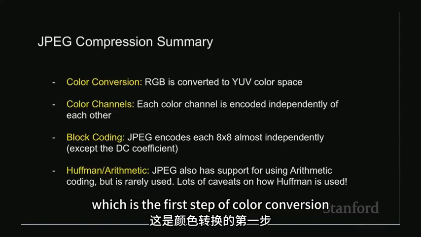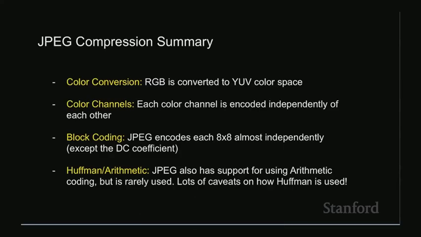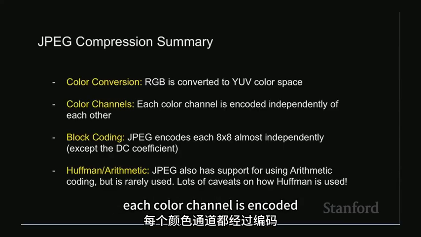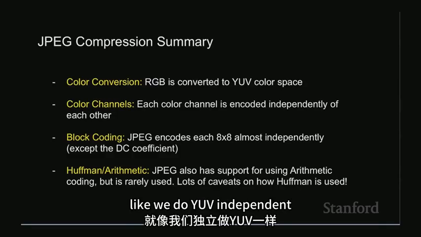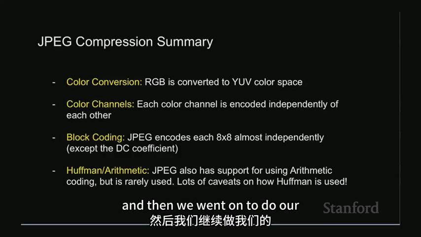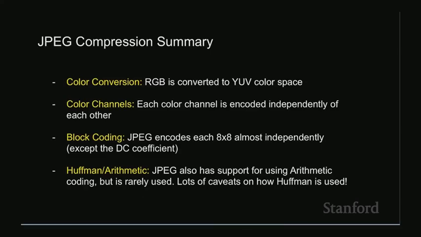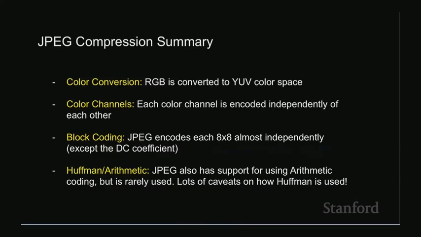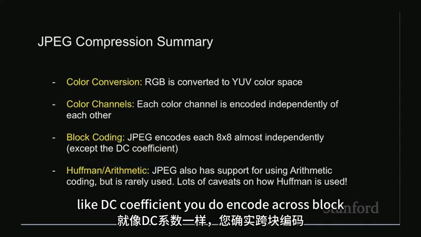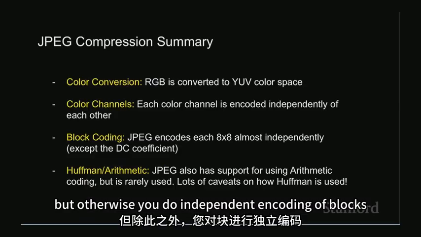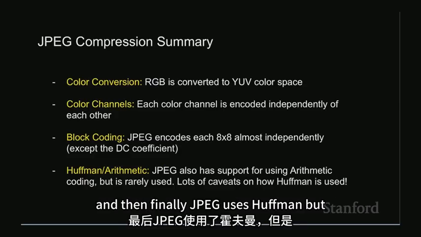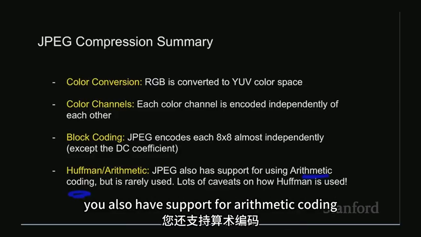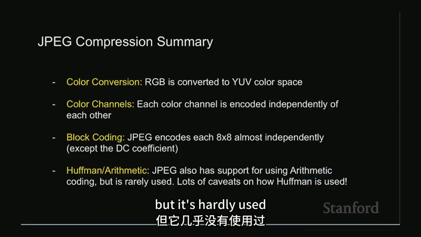The first step was color conversion. So your RGB is converted to YUV. Each color channel is encoded independently of each other, like we do YUV independent. And then we went on to do our bare bones lossy compressor. So you did block coding where JPEG encodes each 8x8 block independently. And again, this is except the DC coefficient. So be careful, the DC coefficient you do encode across blocks, but otherwise you do independent encoding of blocks. And then finally JPEG uses Huffman, but in practice you also have support for arithmetic coding, but it's hardly used.